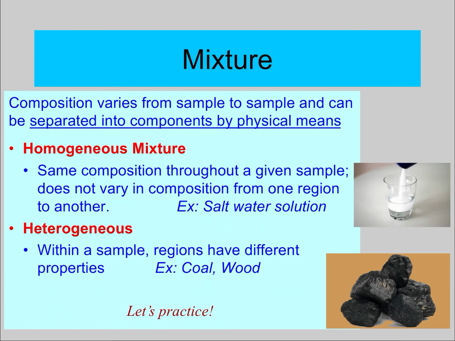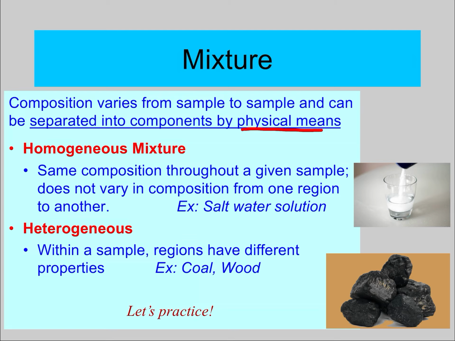Now, a mixture, on the other hand, is where the composition varies from sample to sample, meaning each time I scoop out of the trail mix, I'm going to have a different amount of peanuts to M&Ms to raisins. They're not always going to be 3 peanuts, 2 M&Ms, and 1 raisin. It's going to be different each time because it's a mixture. And the other thing is that mixtures can be separated by physical means, meaning if you don't like raisins, you can pick them out and only eat the parts you like. That's what also classifies it as a mixture.